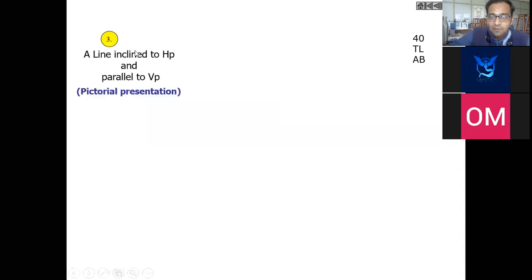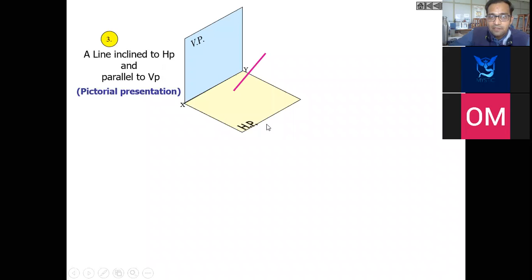Now the condition is going to be like this: the line is inclined to the horizontal plane and parallel to the vertical plane. So what is going to happen now? Let us see. Here is the line we need to present, and this line AB is inclined to the horizontal plane by theta degrees. I hope you are able to see the angle theta, and it is parallel to the vertical plane.